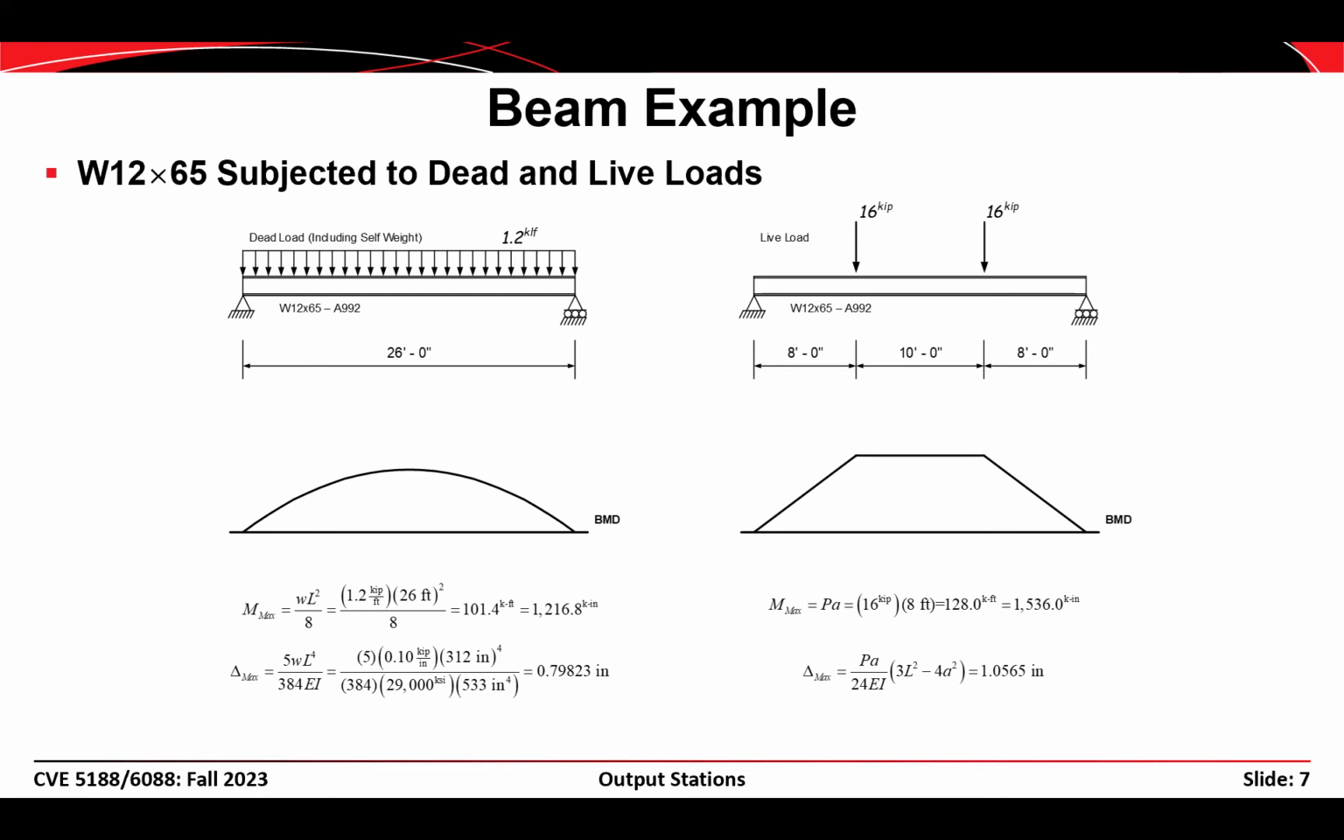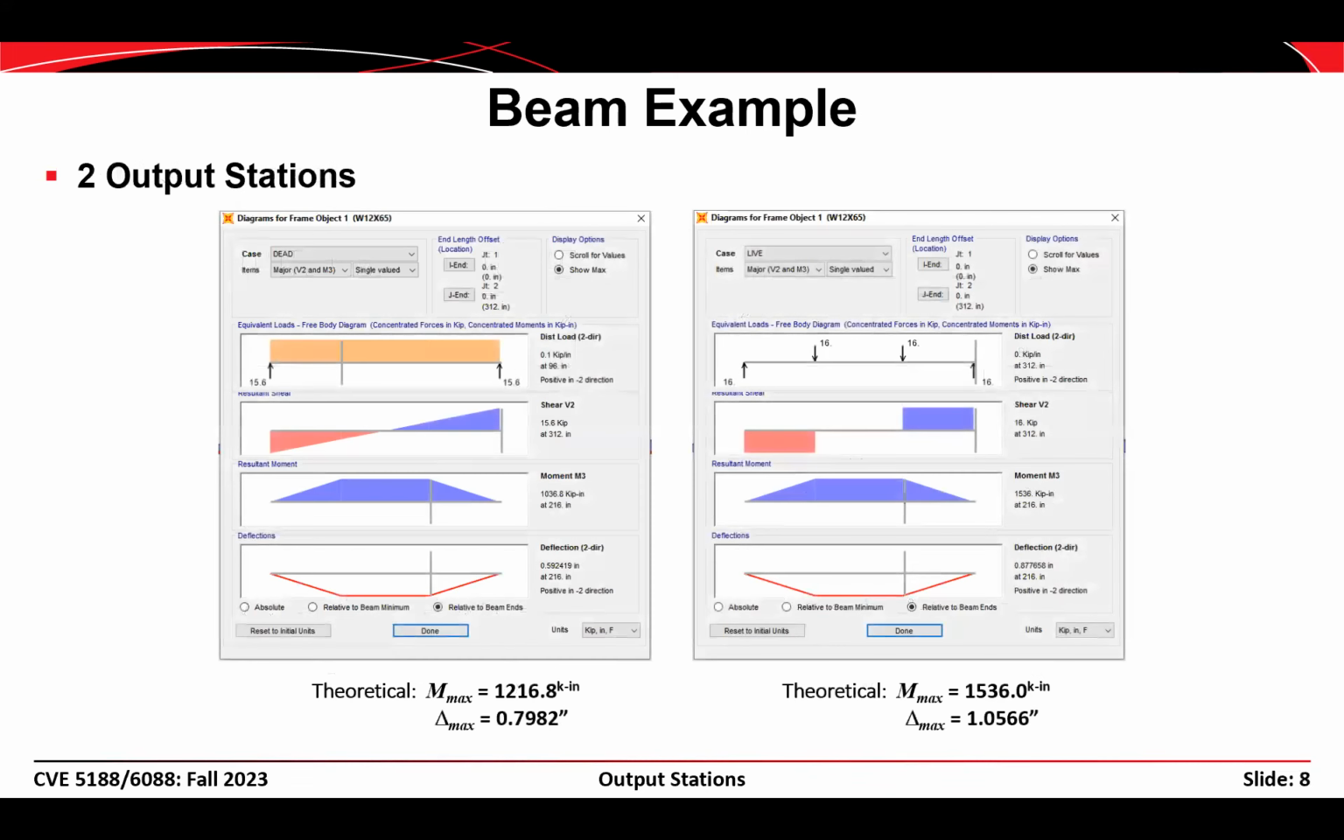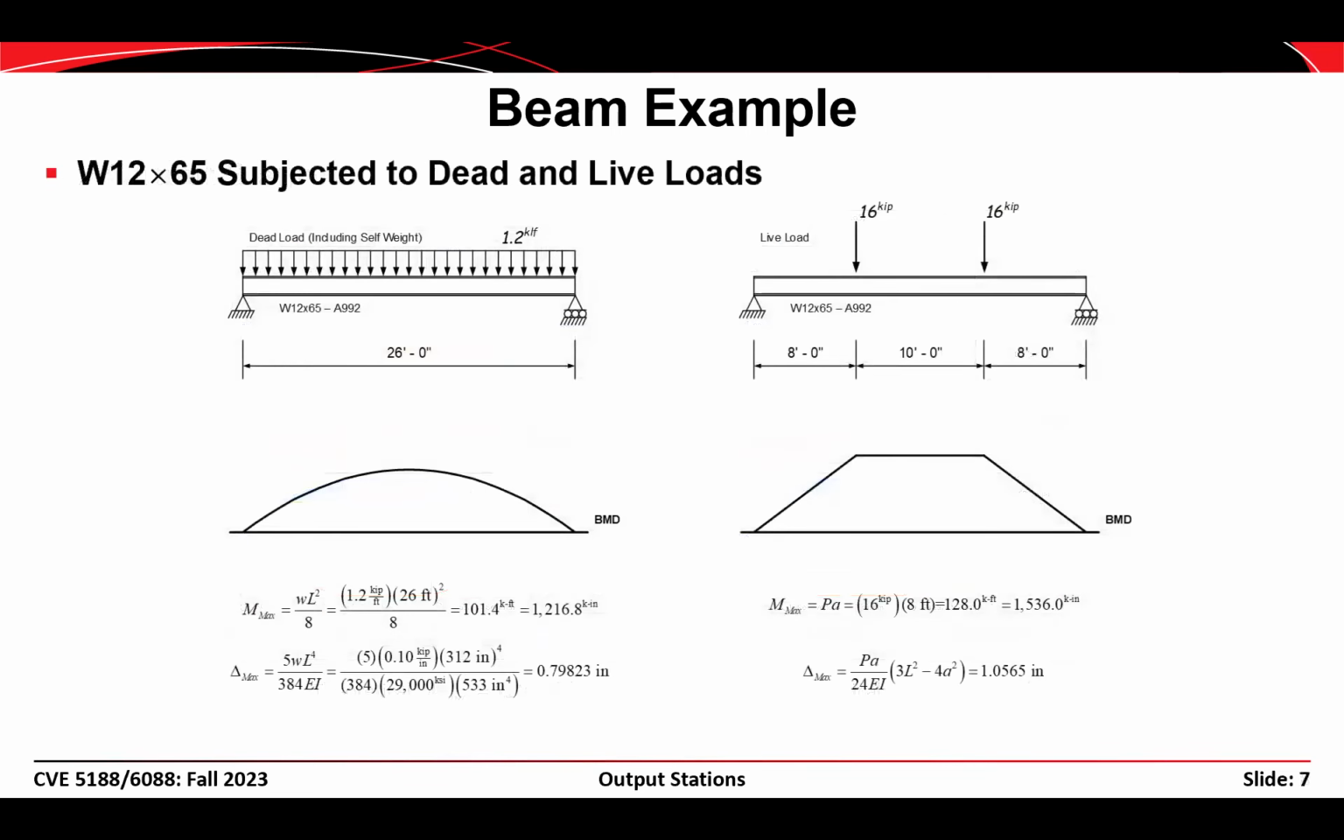So let's go in and look at SAP results. If we define 2 output stations for that member. Now, one thing to note is already, if we look at the bending moment diagram that we expect for dead load, it should be parabolic, right? And so this is a parabola, and so that's right, and we all expect that. This should be trapezoidal, and that's right.